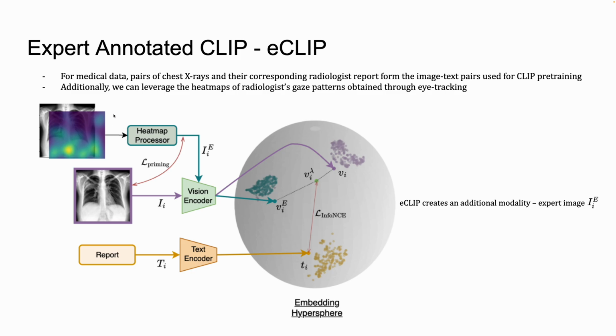Specifically, we wanted to use the eye tracking data of the gaze patterns of a radiologist while they were observing a chest X-ray. So, for example, you could get a heat map of the different regions that the radiologist viewed while they were observing it. And we used that to create an additional modality we call expert image. And we see that when you project this onto the shared embedding space, we obtain three different clusters.